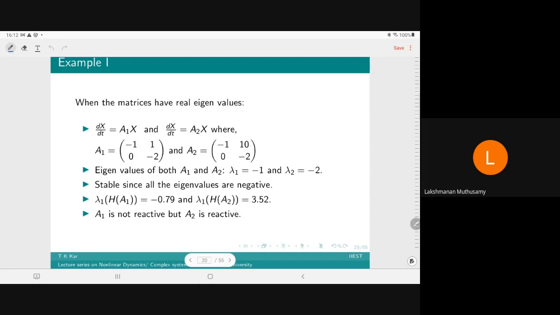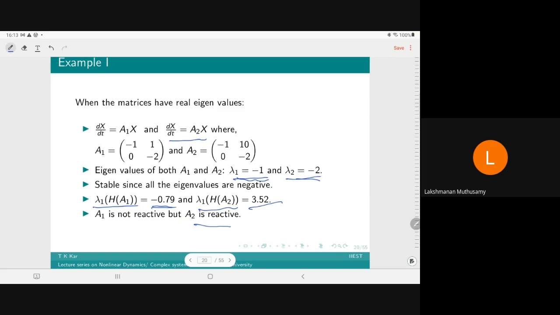Now, two examples are given here. Suppose dx/dt = A1 x and dx/dt = A2 x. Both A1 and A2 are linearized matrices of some nonlinear system. And here the eigenvalues of both A1 and A2 are -1, -2. It is not necessary that you take these two matrices; this is just an example. So in this case, the equilibrium point corresponding to this system is a stable node, since all the eigenvalues are real and negative. If you form the Hermitian matrix, then lambda 1 of H(A1) equals -0.79 and lambda 1 of H(A2) equals 3.52. So from these examples, it is clear that A1 is not reactive because it is negative, and A2 is reactive.